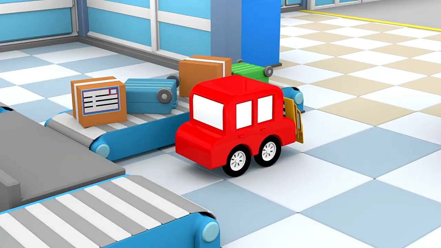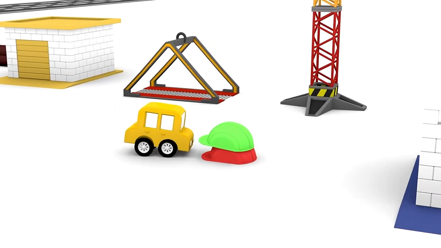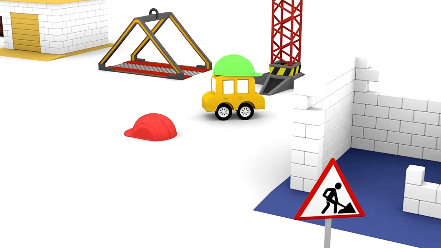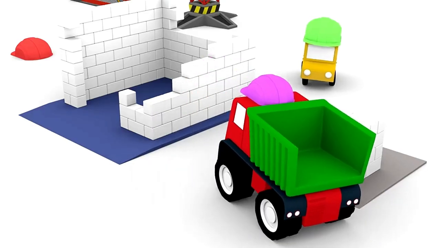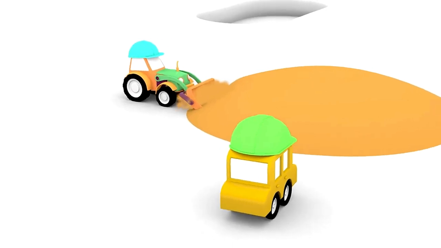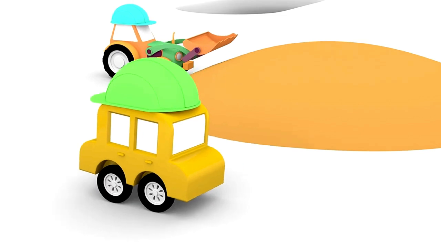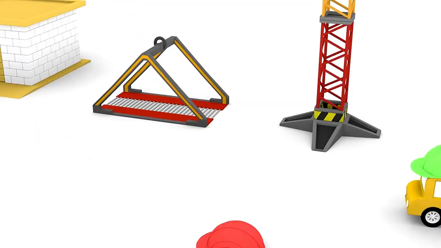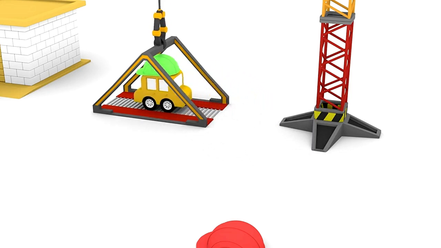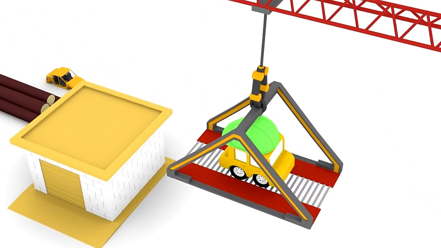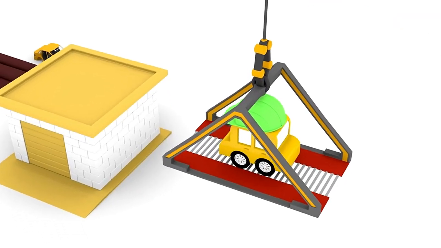Doors of the taxi. The yellow car is putting on a helmet because he's arrived at the building site. The truck is building a house. The tractor is shoveling the sand. The tower crane is lifting the little car up. From there, he can see the body of the taxi. Down you come, little car.